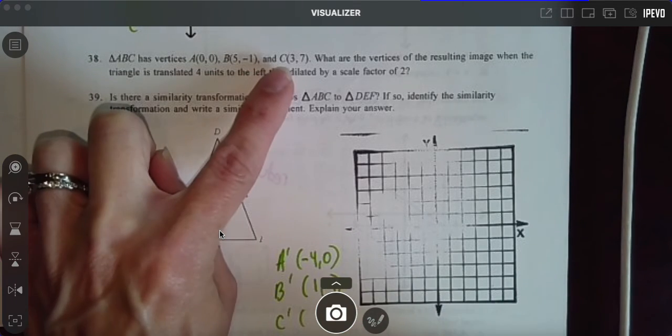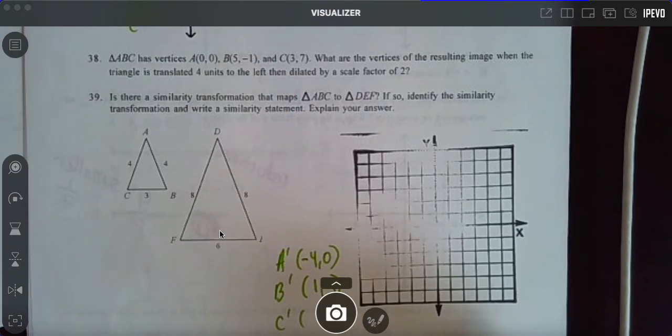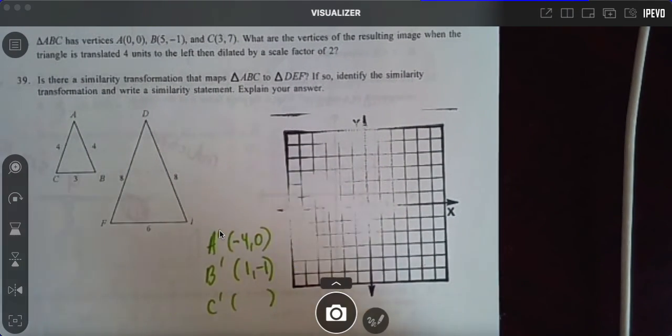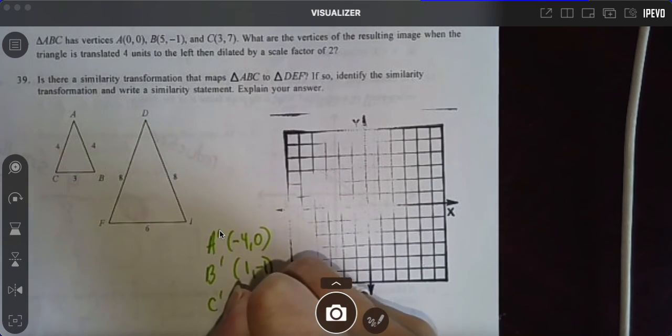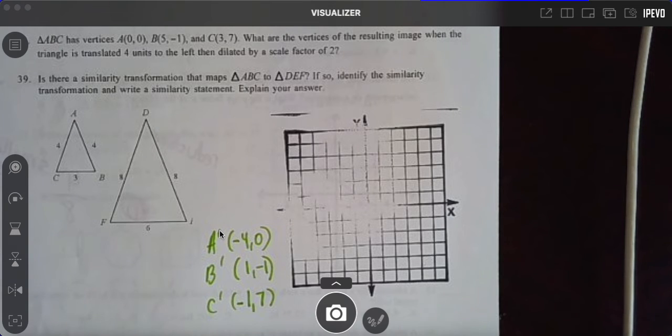You're at 3 and you move to the left 4. Oh, move the camera. There you go. So 3 minus 4 is what? Negative 1. 7. We only do the x, yeah, because it's left. Remember, if it was right, I would have added the number. But if it was the y value, I would have moved it up or down. Wait, how did you do it?